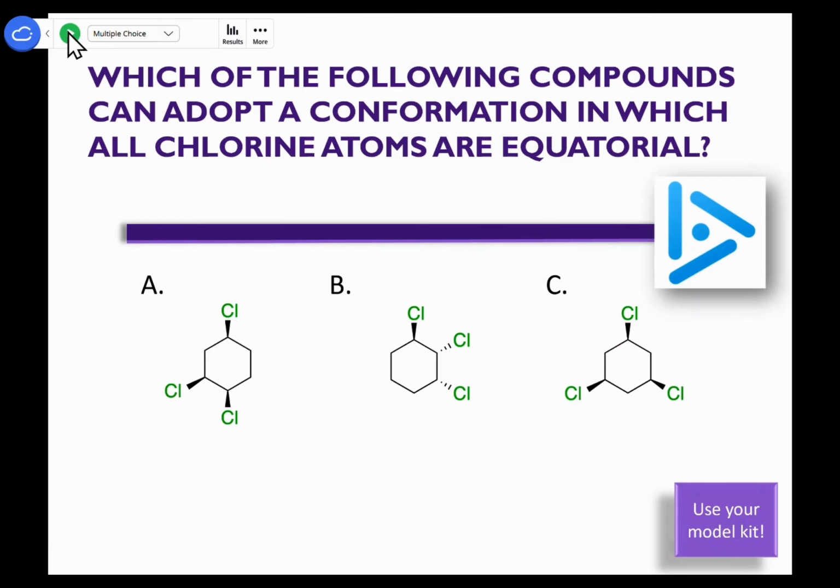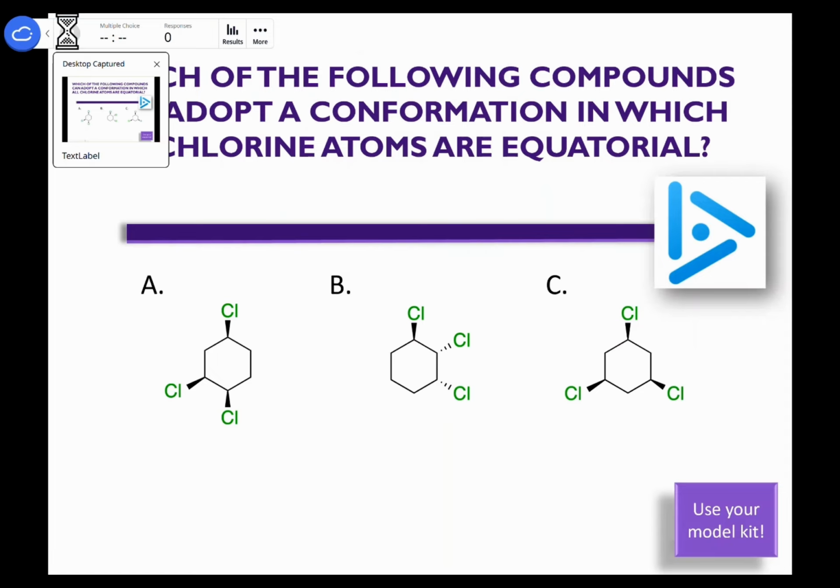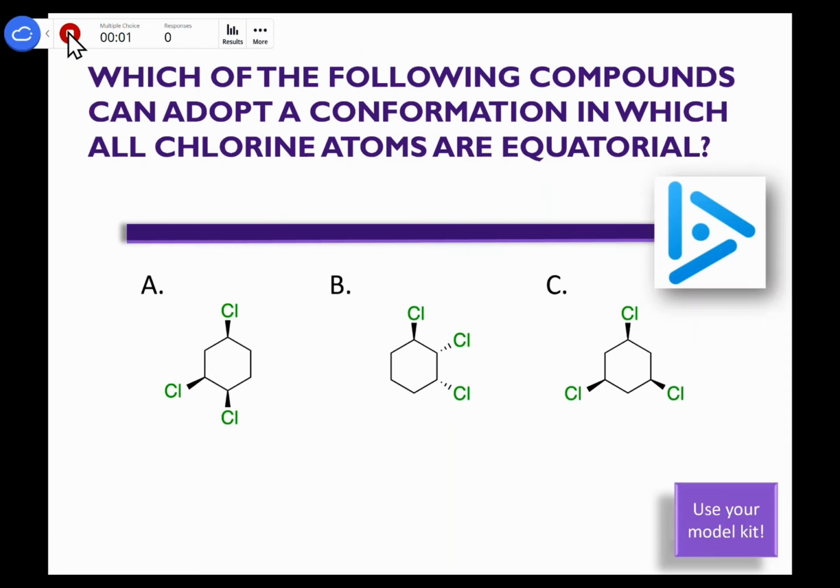I'd like you to work with the person beside you. Which of the following compounds can adopt a conformation where all of the chlorine atoms are in equatorial positions? You can solve this on paper, but it's a whole lot easier if you build it with your model kit. Work with the person beside you for a minute and submit your answer.